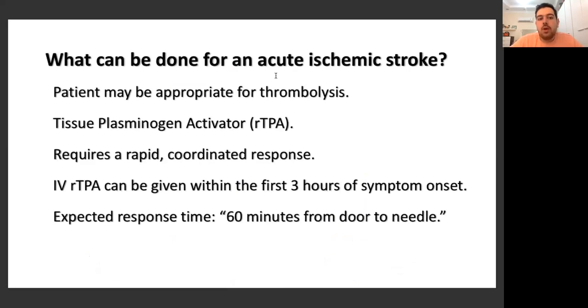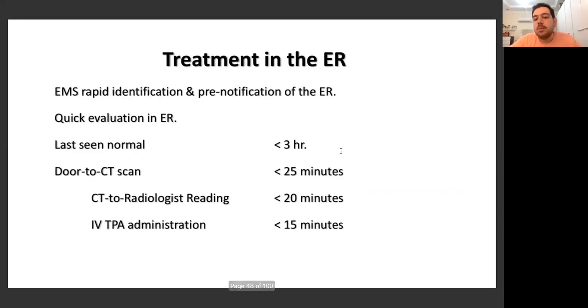So what can we do for an ischemic stroke? Of course, the most important thing about treatment is the tissue plasminogen activator, the recombinant TPA. Usually it's given in the first 3 to, actually this is not accurate, it's 3 to 4.5 hours, okay? And we say that the expected response time is 60 minutes from door to needle. So once you receive the patient in the ER to the time you inject the needle of TPA, it should be less than 60 minutes. And that's the typical course.